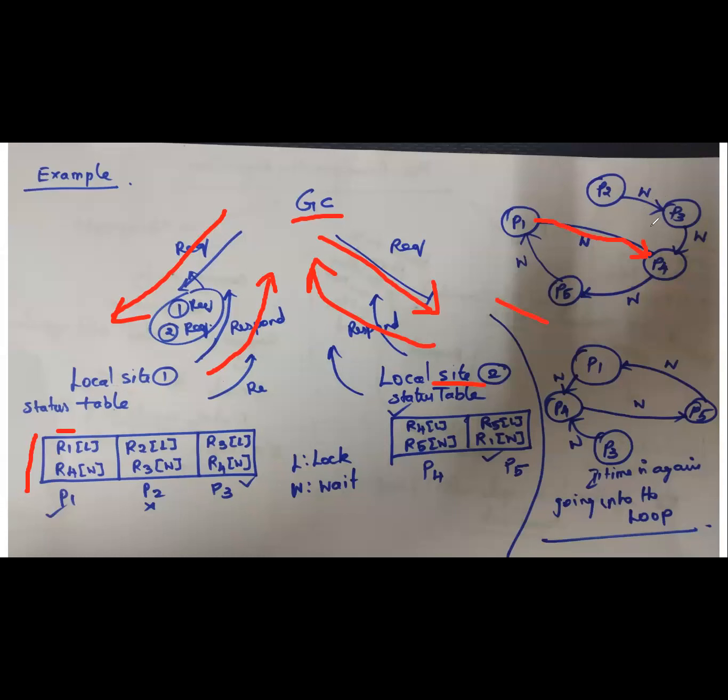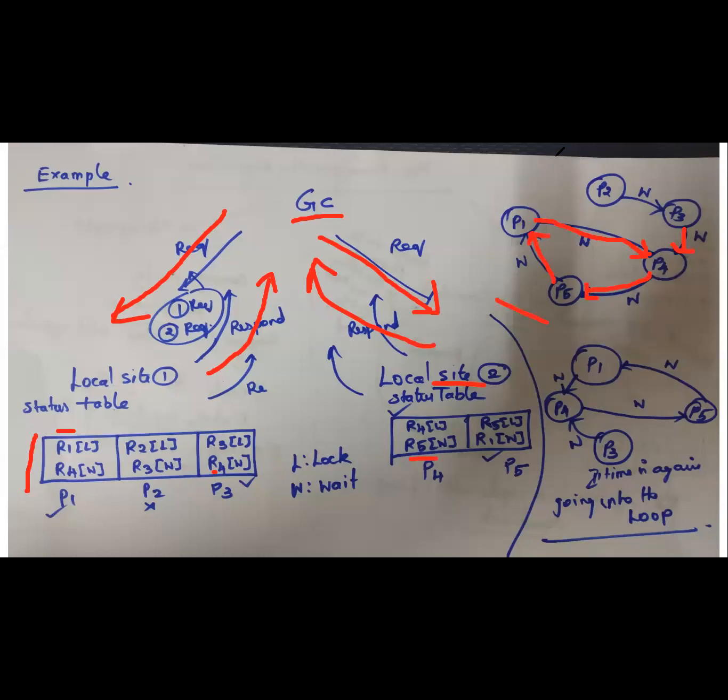Now, what is P3? P3 is waiting for R4 and R4 is locked by P4. So P3 is waiting for P4, that is nothing but R4. Now come back to P4. P4 is waiting for R5, that is nothing but P5, since R5 is locked by P5. Now P5 is waiting for R1. So that's why P5 is waiting for R1.